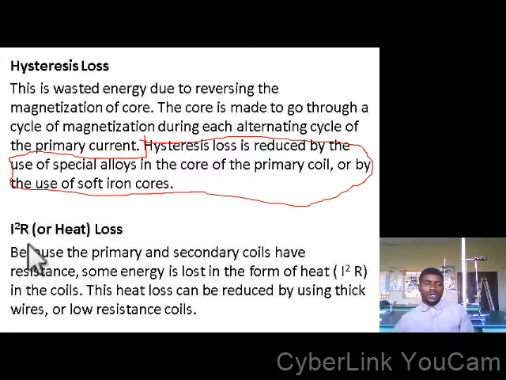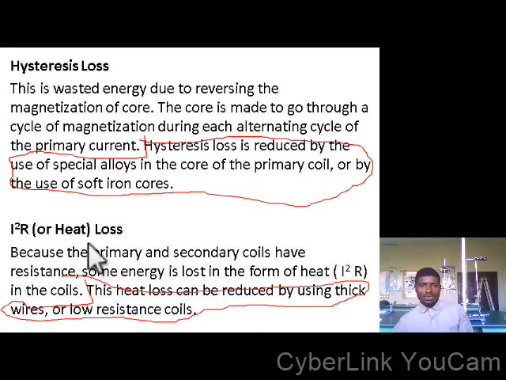Number three, the I squared R, or heat loss factor. Because the primary coil has resistance, some energy is lost in the form of heat energy. So the heat loss can be reduced by using thick wires. This is the way out here. Please note this point so that when you are asked, you won't be confused.